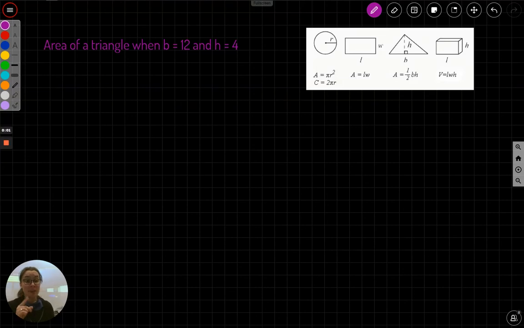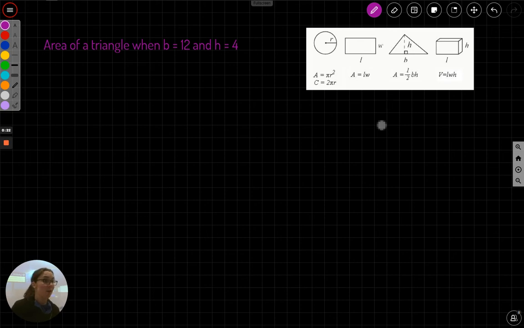This is part 1 of example 1 of lesson 2.3, evaluating geometric formulas, and we are finding the area of a triangle when b equals 12 and h equals 4. What does that mean? Well, the first thing we need to do is establish which geometric formula we're going to use. Remember that a formula is a specific equation used to find a specific measure. So we're trying to find the area of a triangle.